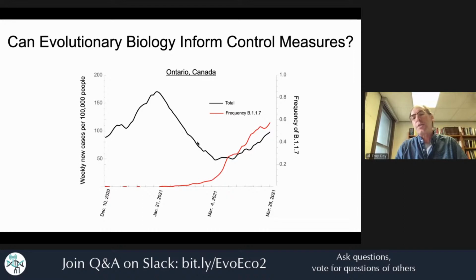Unfortunately, that didn't actually sway many people who were making decisions at the time. So we did release, and eventually things kind of went back up again. And this upswing here is due almost entirely to the spread of B117 now, because it's become the dominant variant in Ontario.